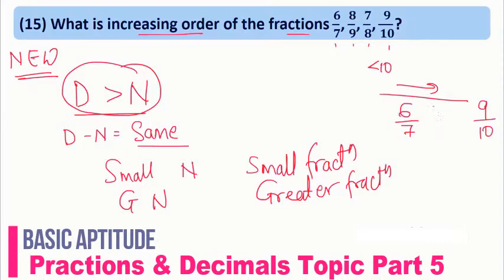Now between 8 and 7, 7 is the smaller. So 7 by 8 comes over here. 8 is greater than 7, so 8 by 9 comes over here. This is the ascending order for the fractions. See how easy it is. Just remember the trick: when the denominator is greater than the numerator for all the fractions and the denominator minus numerator difference is the same. It is not just the normal difference, it is the denominator minus numerator difference. If it is exactly the same, then smaller the numerator, smaller the fraction, greater the numerator, greater the fraction. Moving to the next question.